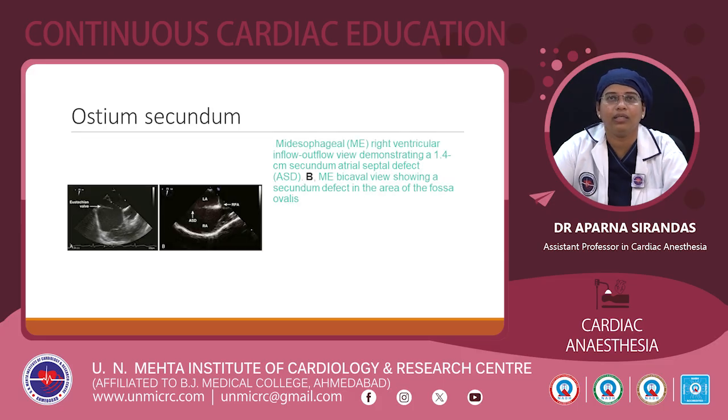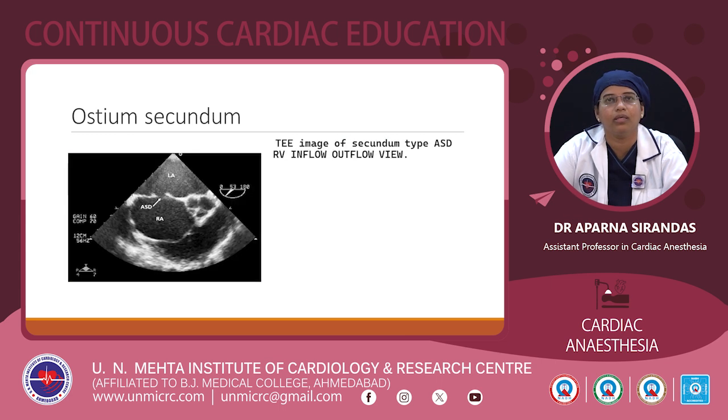In this figure you can see an ostium secundum ASD in a midesophageal right ventricular inflow outflow view demonstrating almost 1.4 cm of secundum atrial septal defect. And the B figure is showing a midesophageal bicaval view showing secundum defect in the area of fossa ovalis. And this is the ostium secundum RV inflow and outflow view. You can see in this RA and LA the atrial septal defect at a 60 degrees angle.